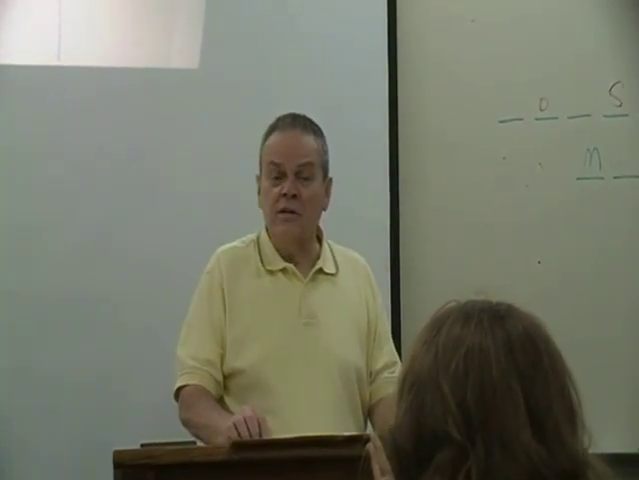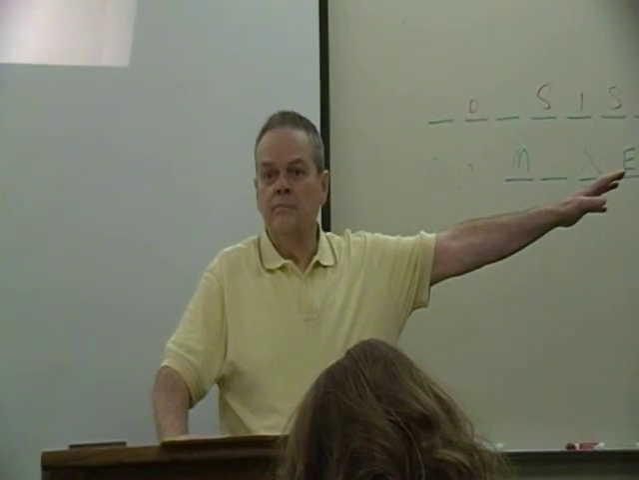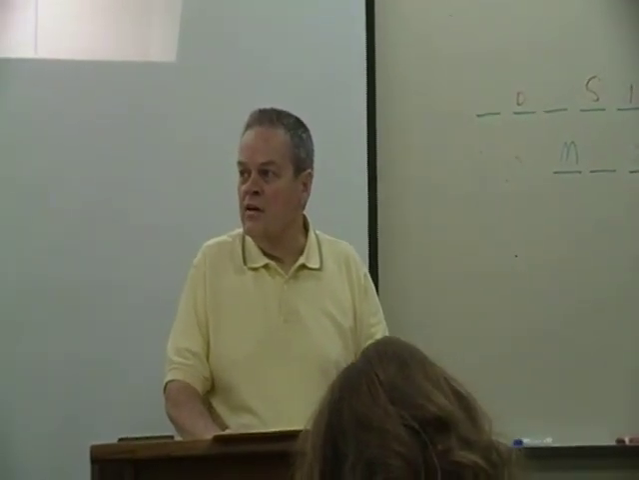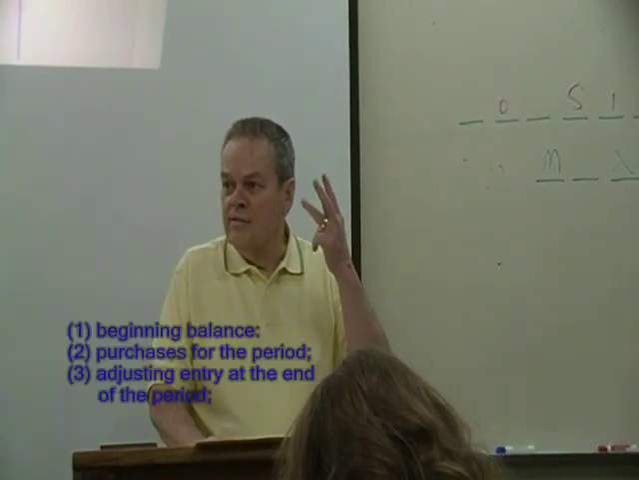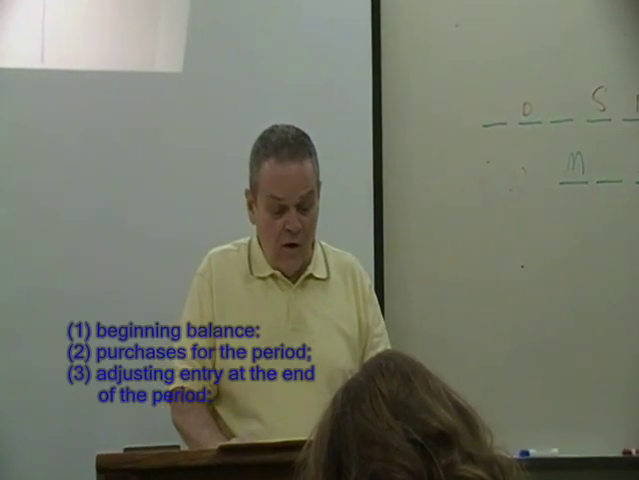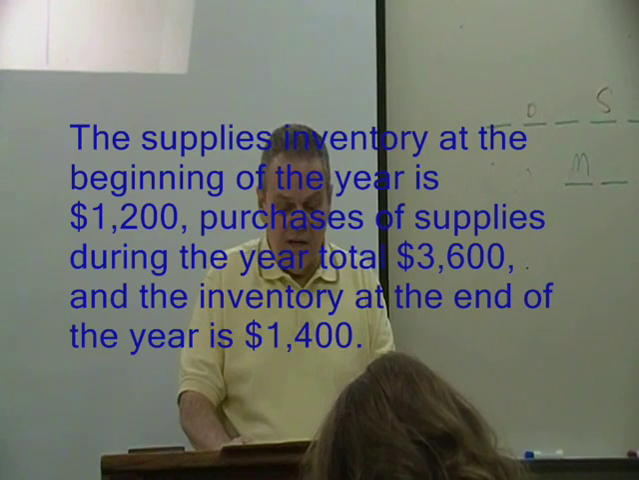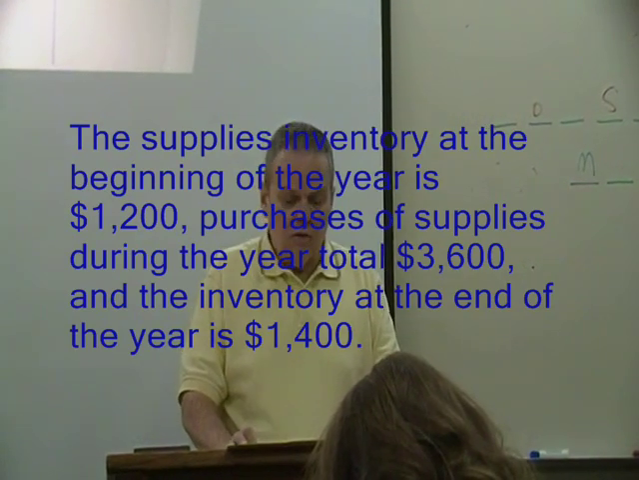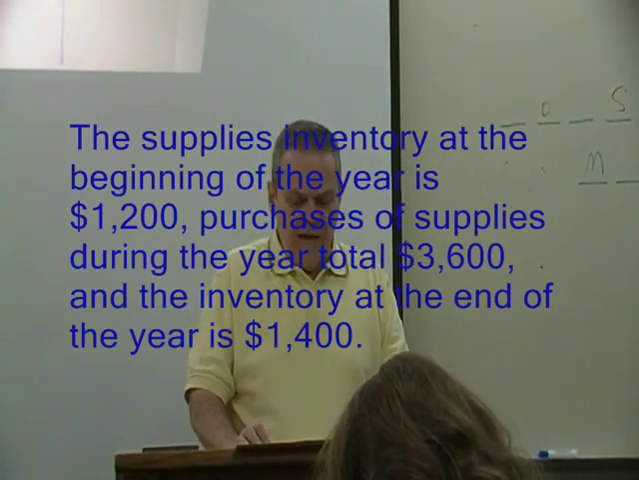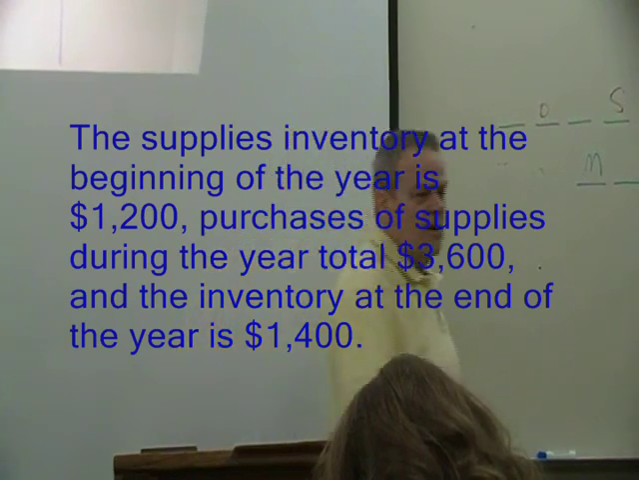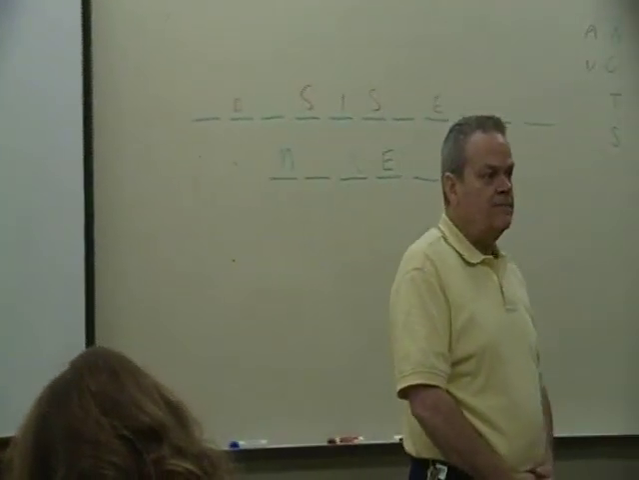Every person in this room should be able to make this adjusting entry by now. We have done this for 2 weeks. Instruction 3, the adjusting entry. The opening paragraph says the supplies inventory at the beginning of the year is 1,200. The purchases of supplies during the year totaled 3,600. And the inventory at the end of the year is 1,400. I need a volunteer and I need them fast.